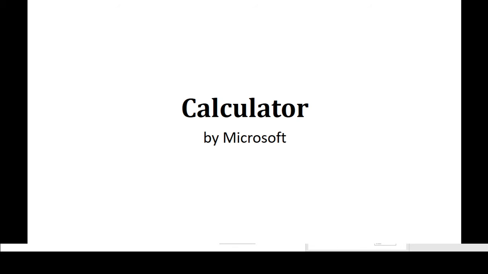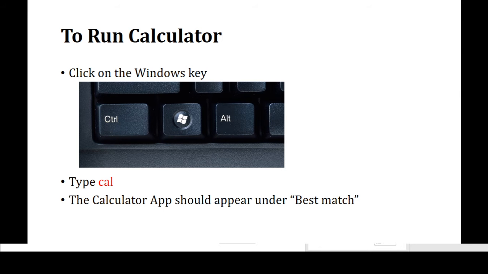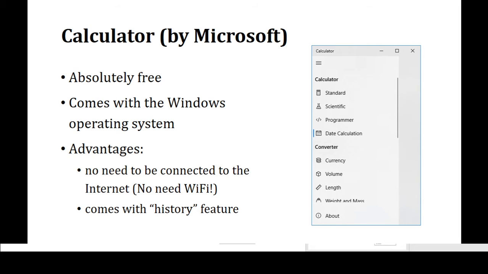Let's start with the calculator by Microsoft. To run the calculator by Microsoft, just click on the Windows key, and that is the Windows key. Just click on that, okay, and type CAL. The calculator app should appear under the section called Best Match. So just click on the calculator app and you activate the Microsoft calculator.